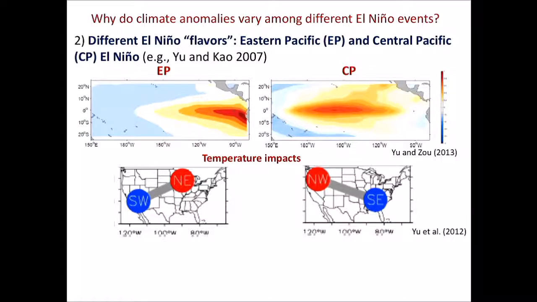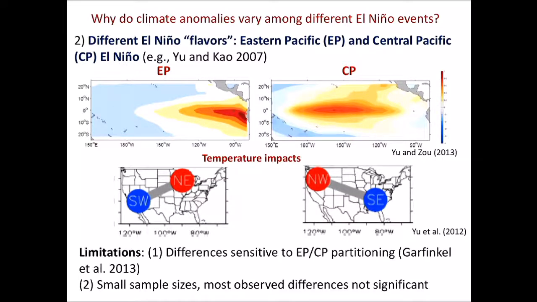Study suggests that for Eastern Pacific El Nino, it tends to be warm over northeastern U.S., cool over the southwestern U.S. But this pattern tends to be rotated about 90 degrees for the Central Pacific El Nino, so cool over the southeast, warm over the northwest. There are some limitations for these studies as well.